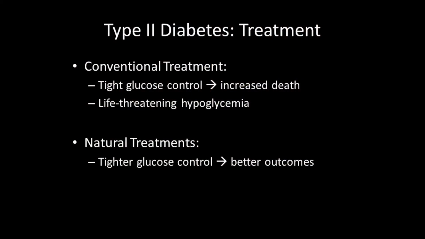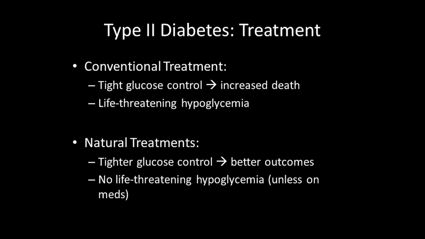Now, I don't like that because I want people to do well. I don't want them to just be in a slower state of dying, right? From that standpoint. But what we find with natural treatments is that when you get tighter glucose control, you get better outcomes without killing people. That's nice. I like that. Why? Because there's not the life-threatening hypoglycemia unless somebody is also on their medications. If they're also on medications, then you got to really watch out because that's the thing that'll kill them.